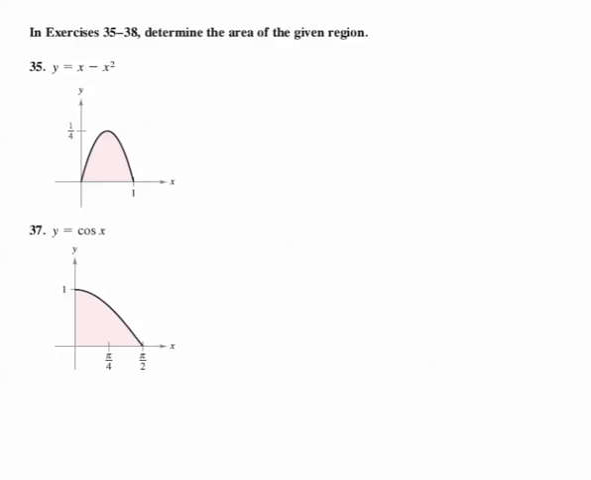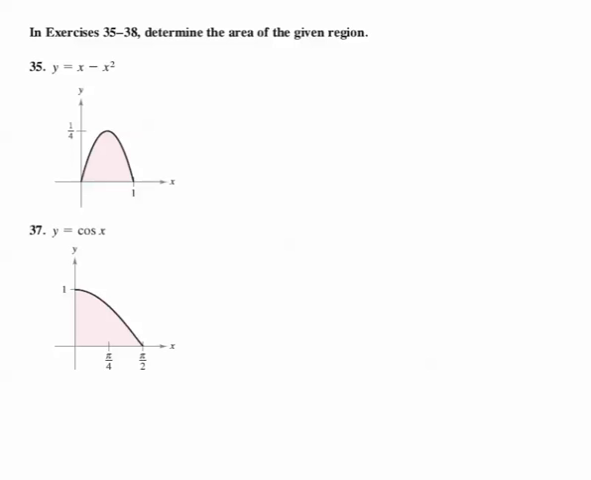Problems 35 and 37, we have a similar situation, except we're starting with a graph. We're given the function, for example, in 35, y equals x minus x squared. We're shown the graph of that function, and we're asked to find the area. In order to find the area, first we have to set up a definite integral.